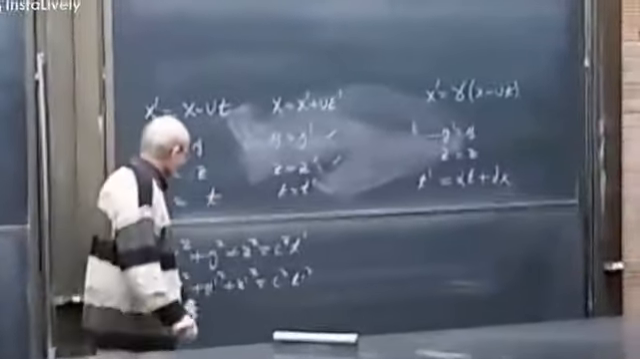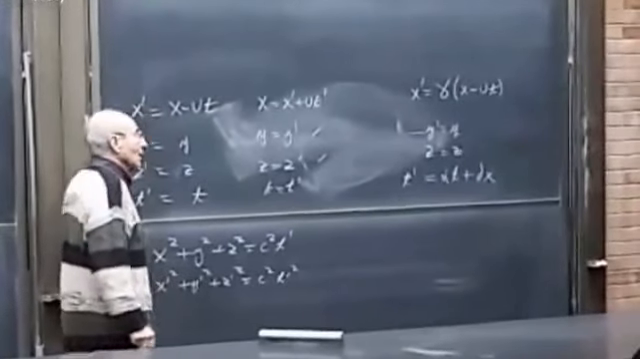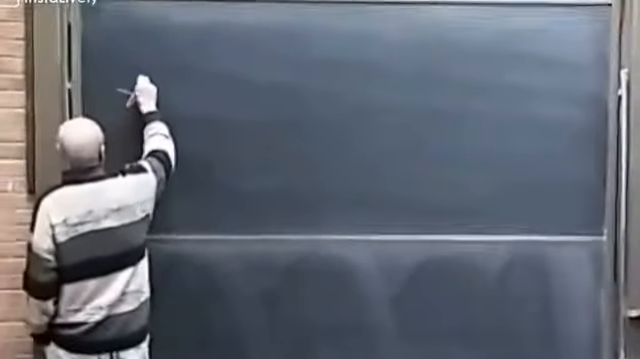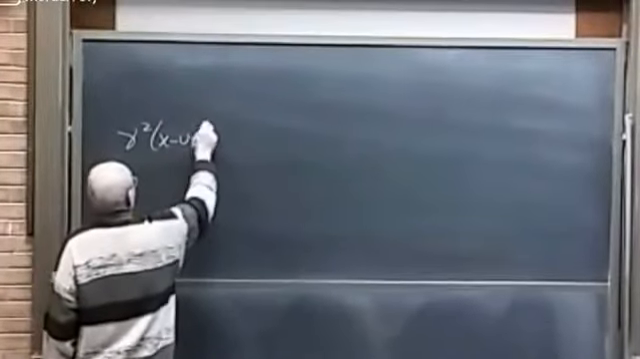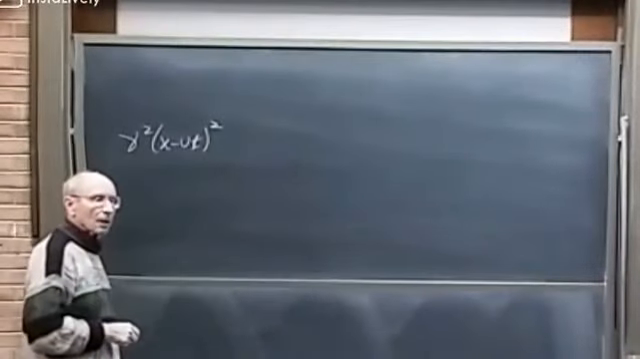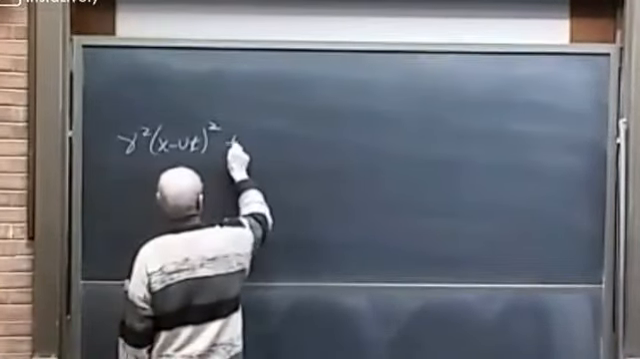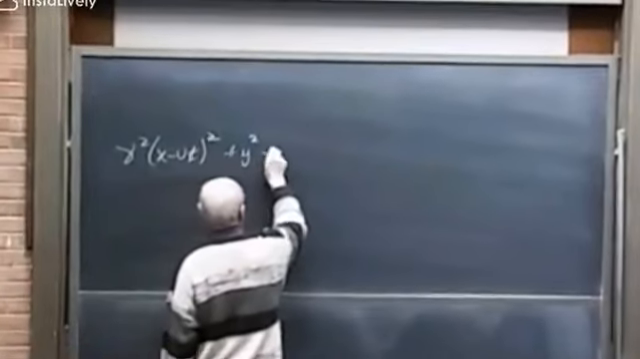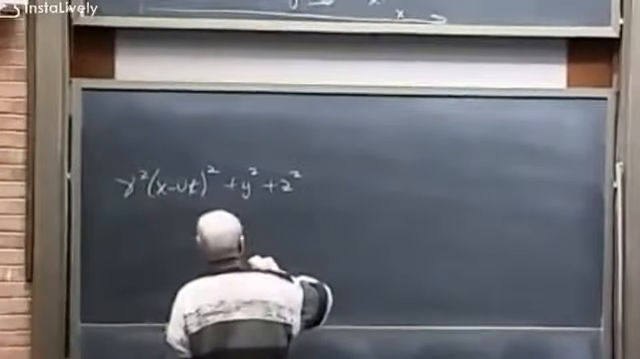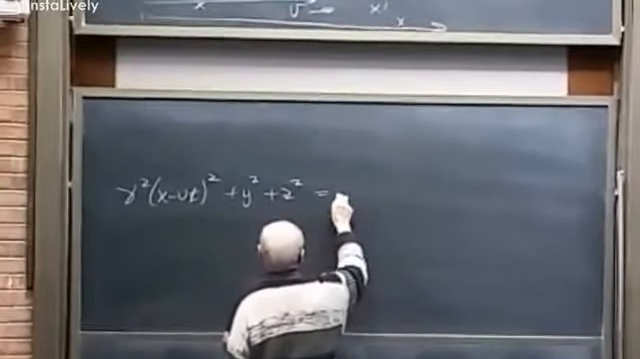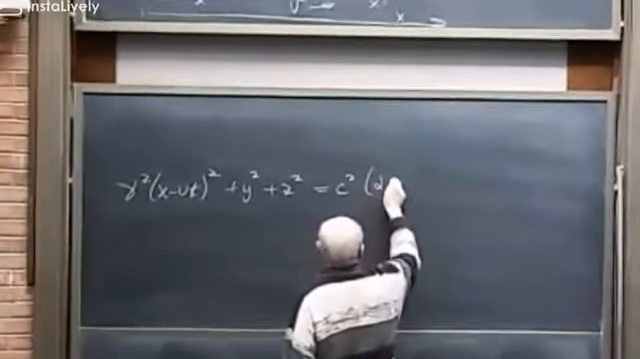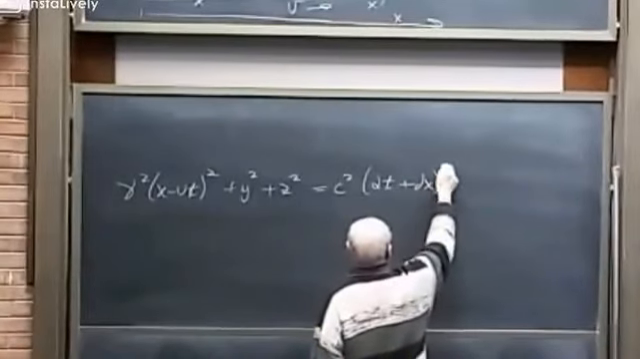Okay, so what we're going to do is substitute those into this. So we will have our x prime squared, we have gamma squared (x minus vt) squared. For y prime squared, we have y squared. For z prime squared, we have z squared. And that is supposed to be equal to c squared. For t prime squared, we have (alpha t plus delta x) squared.